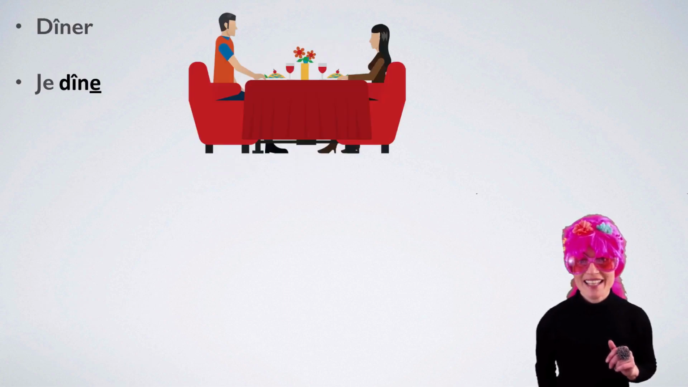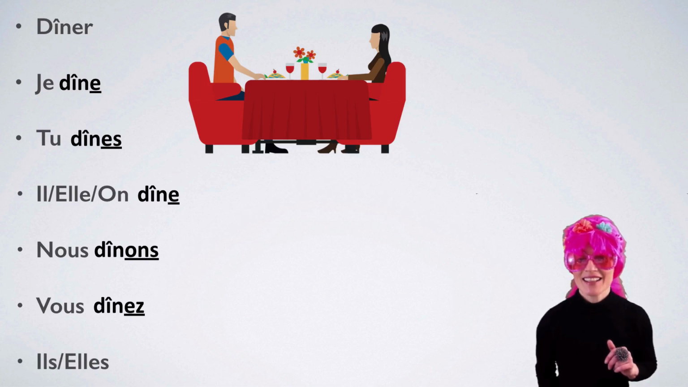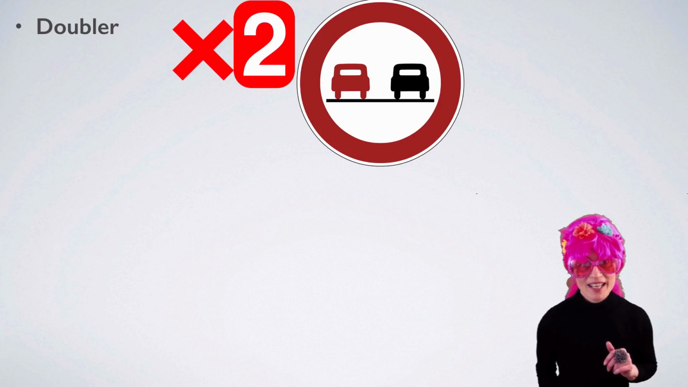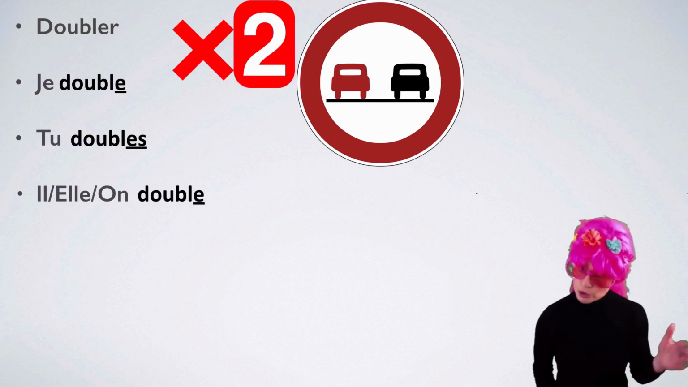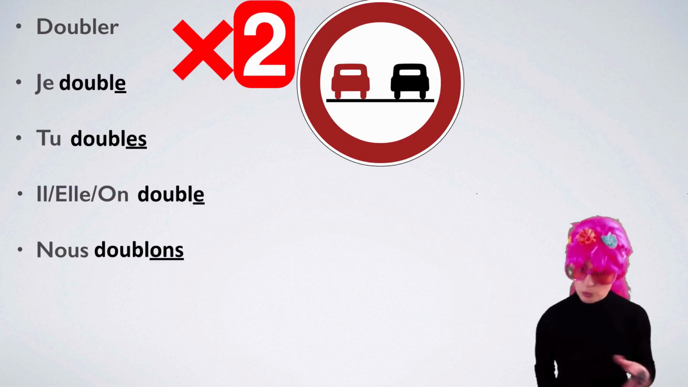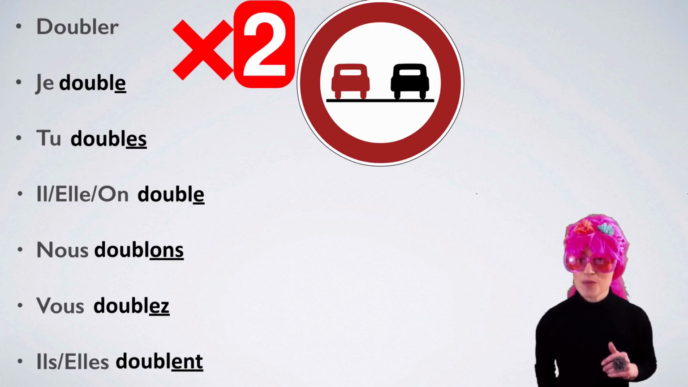Dîner. Je dîne. Tu dînes. Il, elle, on dîne. Nous dînons. Vous dînez. Il, elle dîne. Doubler, to overtake, double. Je double. Tu doubles. Il, elle, on double. Nous doublons. Vous doublez. Il, elle double.